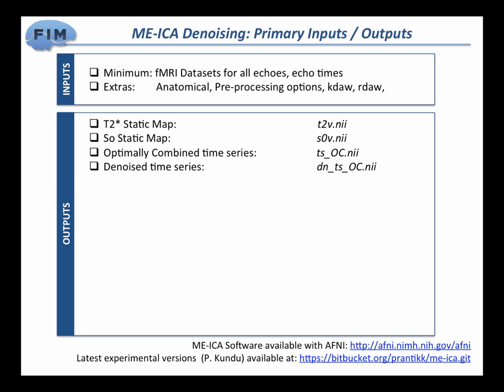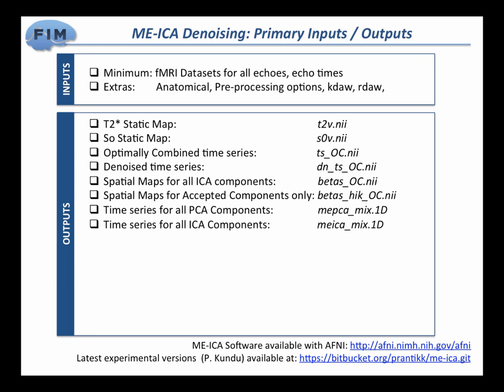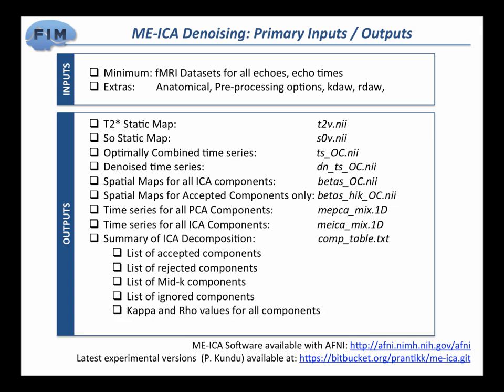It will give you the denoised time series, which means the optimally combined plus taking out the components that the algorithm has marked as noise. It will give you spatial maps for all the components, so you can evaluate whether the algorithm did what it had to do or not. It will give you spatial maps in a different file only for the accepted components. I mean, that's just a subset of the other one. It will give you the time series of the PCA components, the time series of the ICA components, and then there are a couple of text files that contain information about the list of the accepted components, the list of rejected components, a lot of information.